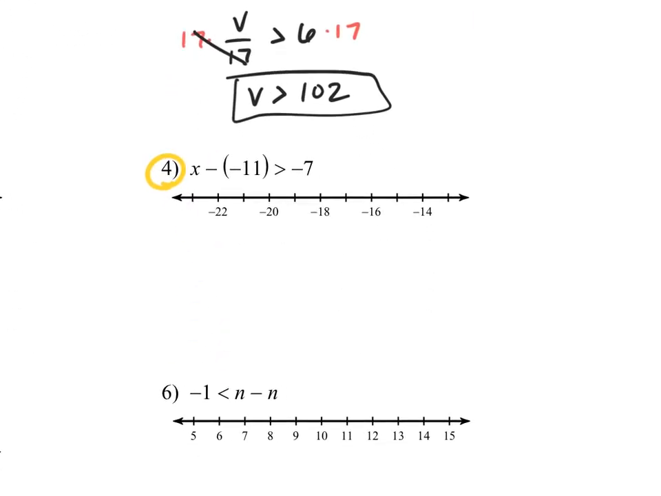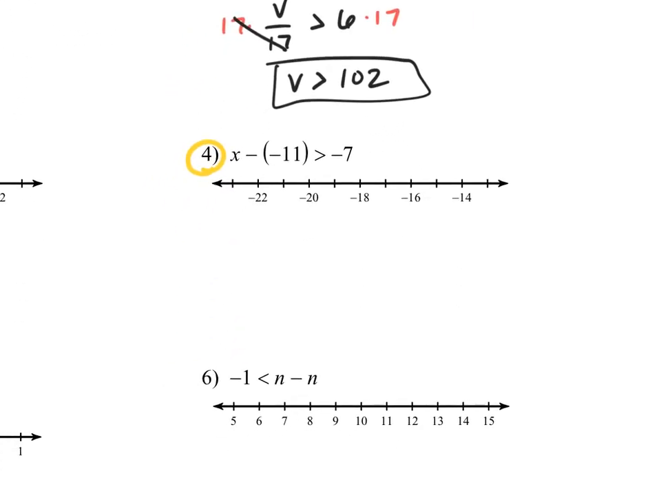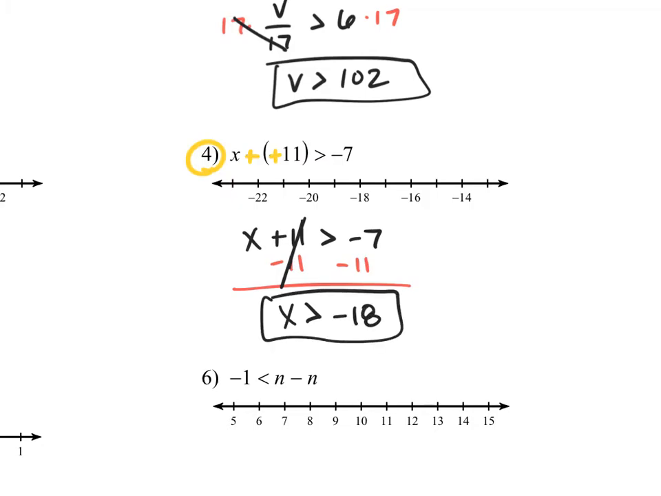All right, let's look at number 4, all right? The reason I chose number 4 is this one has minus a negative. What happens when you minus a negative? They become positive. So we're left with x plus 11 is greater than negative 7. Now here, to get x by itself, we have to subtract 11 from both sides. You get x is greater than negative 18. This is another one where you're going to have an open dot at negative 18. And since x is bigger, you want everything that is bigger than negative 18, so that goes to the right.